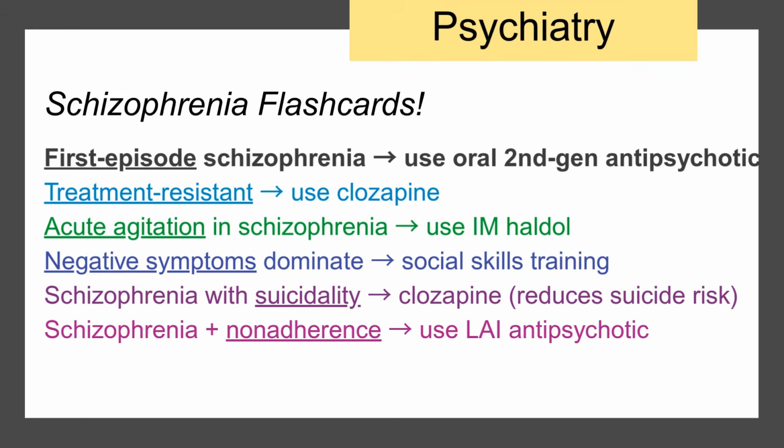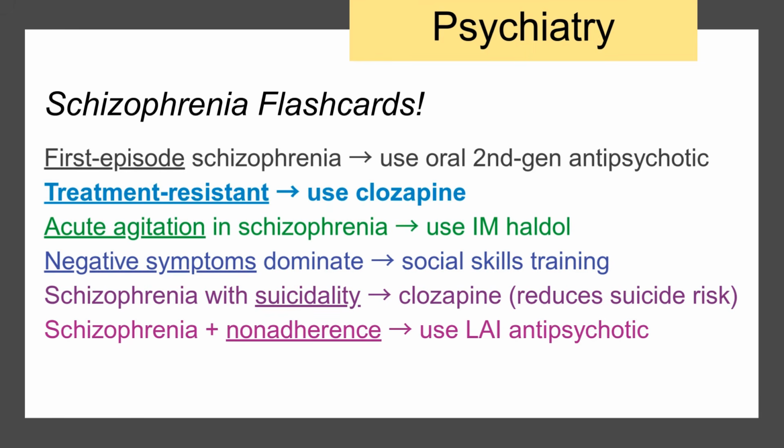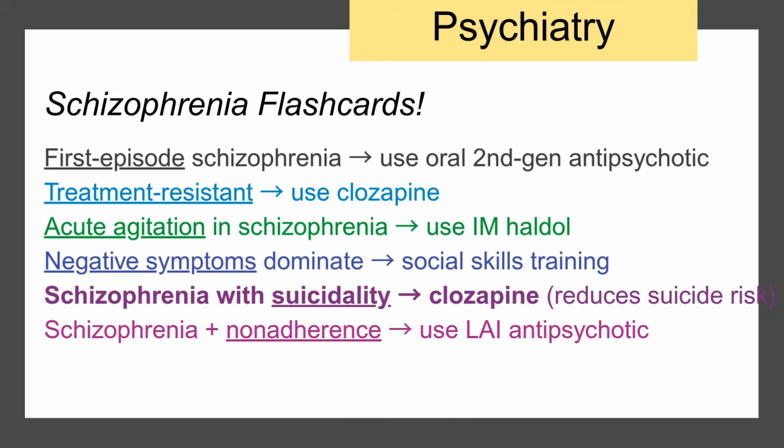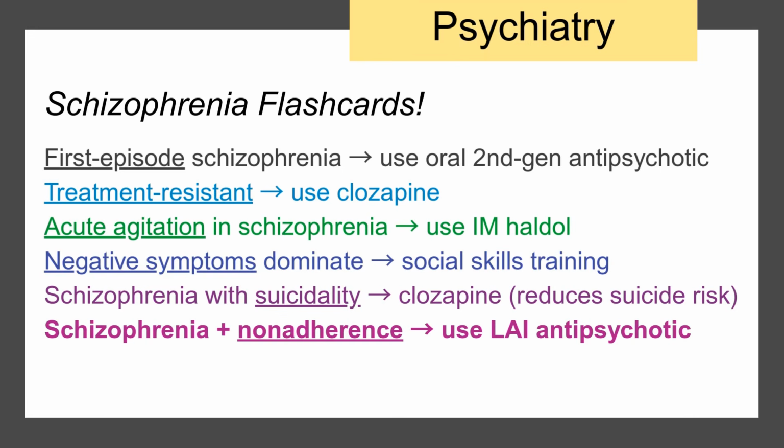First episode schizophrenia, we generally treat with second-generation antipsychotics, for example, risperidone. Treatment-resistant schizophrenia, we use clozapine. We often use clozapine, especially for exams. Clozapine is great for treatment-resistant schizophrenia. Schizophrenia with suicidality, clozapine reduces suicide risk. And schizophrenia with non-adherence, for example, the patient just doesn't take their medication, go with the long-acting injectable.